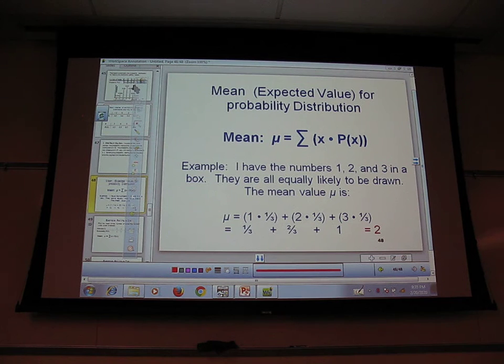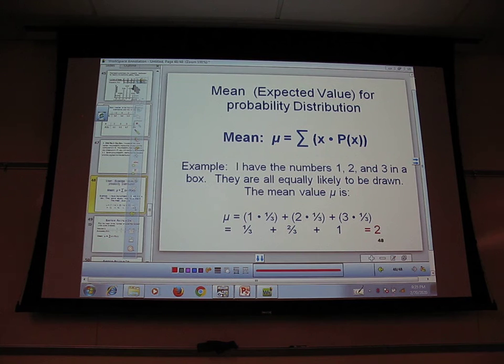Here's an example. Say I have a box. It has a 1, a 2, and a 3 in there. If I draw over and over again, on average, what do I expect to get? 1, 2, and 3 in equal numbers. So what should my average be, if I average them?